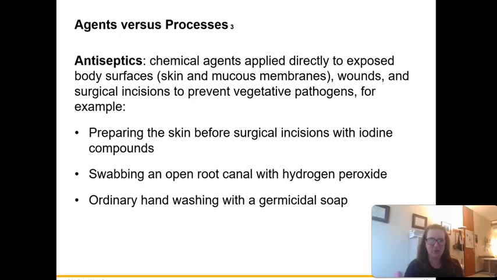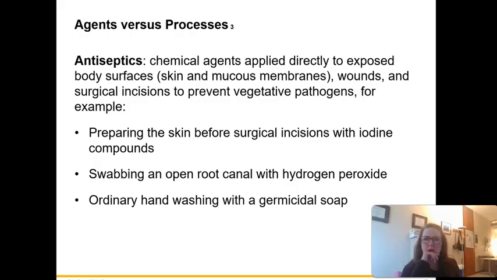Okay, so what are antiseptics? Antiseptics are chemical agents applied directly to exposed body surfaces. So think skin and mucous membranes, of course, wounds, surgical incisions, and we are trying to prevent contamination by vegetative pathogens. All right. So I mentioned earlier, if you use an alcohol swab, we're swabbing from the inside out on a patient's deltoid, and then maybe we give them a vaccine or a shot, and that's going right there in that muscle. So we want to prepare that ahead of time, so as you're puncturing the skin with the needle, you aren't potentially taking skin bacteria and inserting it into the wound that you're forming.